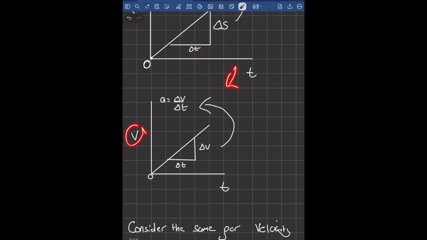The same with velocity time graphs. Change in velocity over change in time gives us acceleration. Again, here we have a linear graph, so we see that as uniform acceleration.